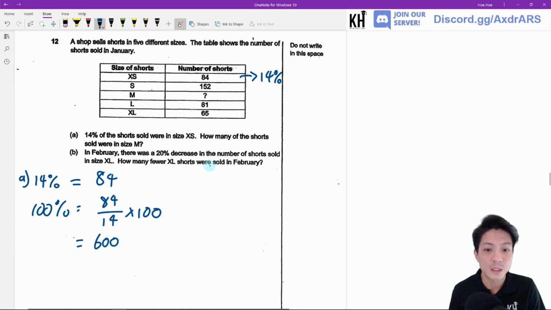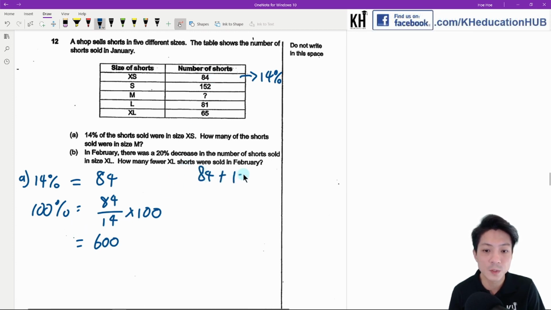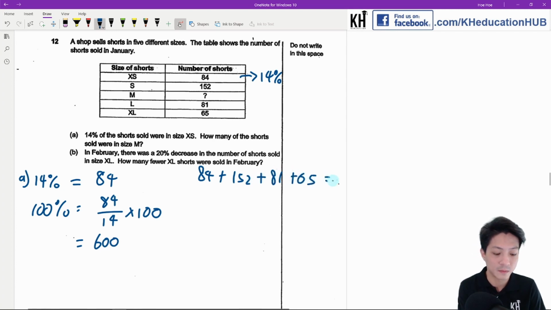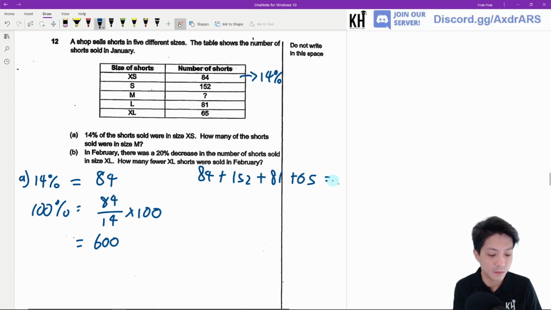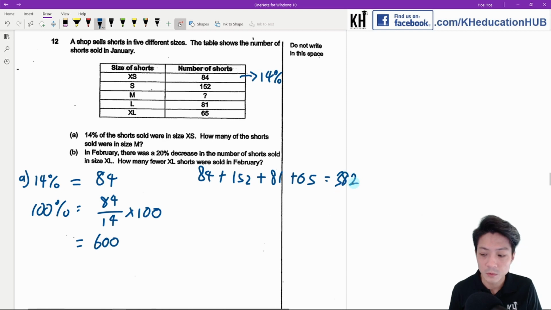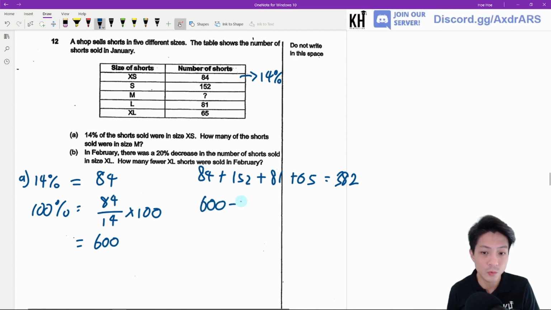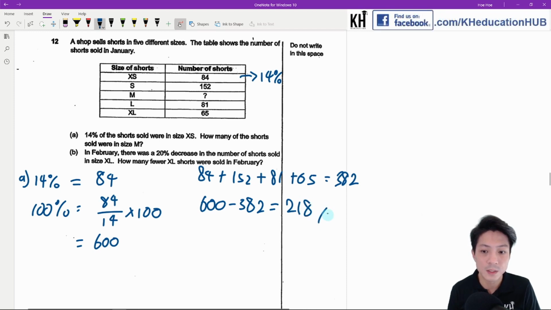Now, if 600 is the total, I'm gonna add everything together first. 84 plus 152 plus 81 plus 65. Okay, this is going to be 382. So 600 minus 382. It's gonna be 218. Okay, so this is the answer for part A.